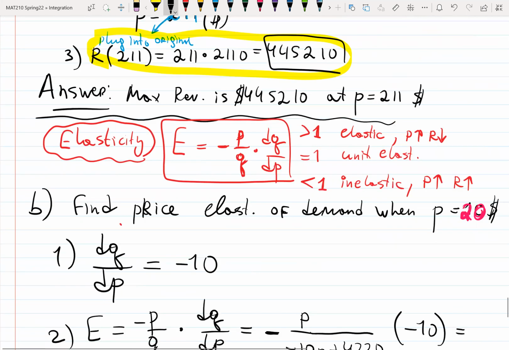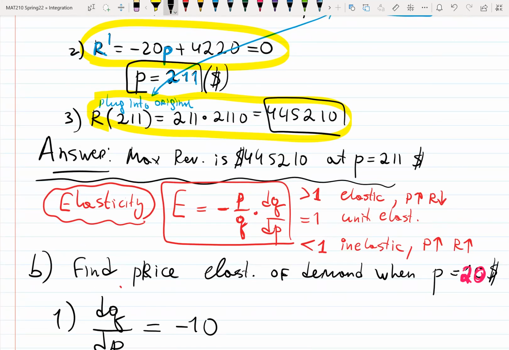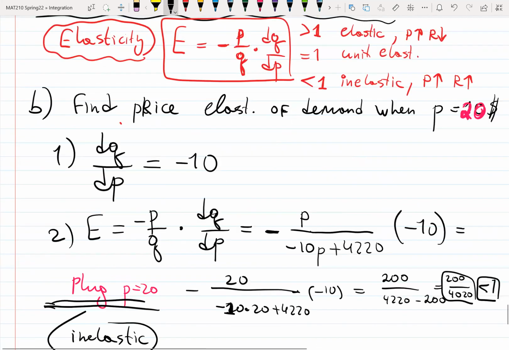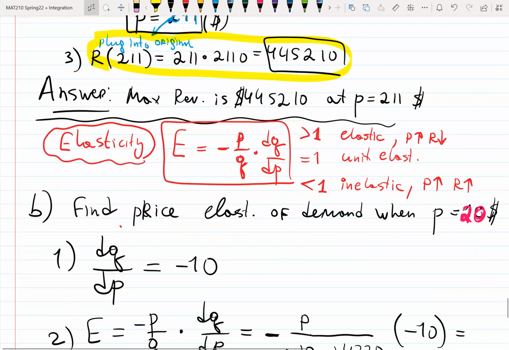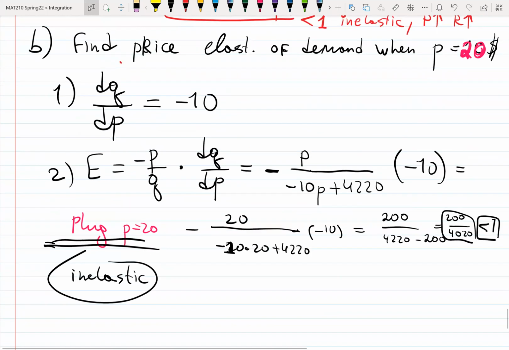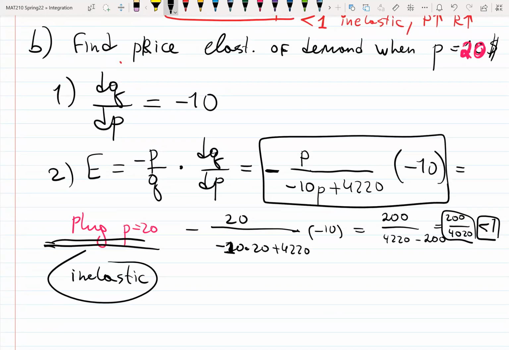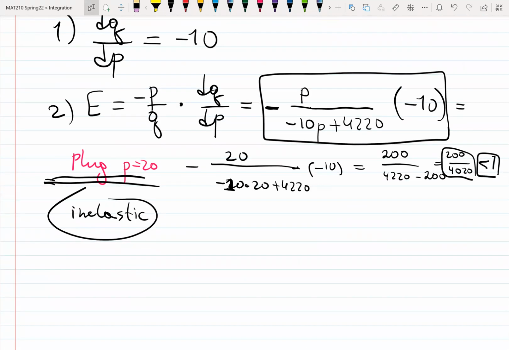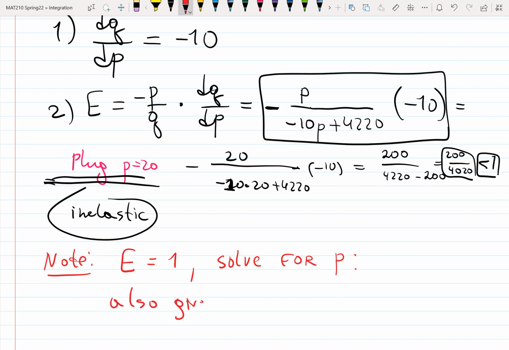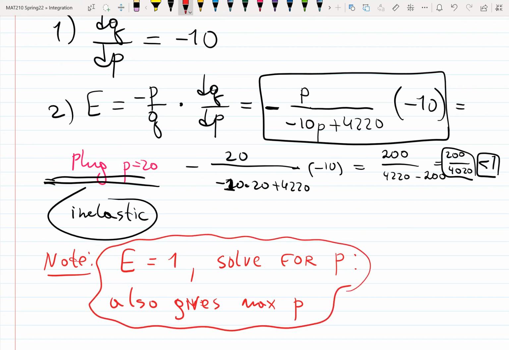But we also found that the maximum profit is at 211. We found that from the derivative. We also know that you can set E to be 1 and solve for P, and it should give you the same number, by the way, if you take that formula and set it equal to 1. So note, E equals 1, solve for P. This also gives maximized price or maximized revenue, and we found it before using a different method.